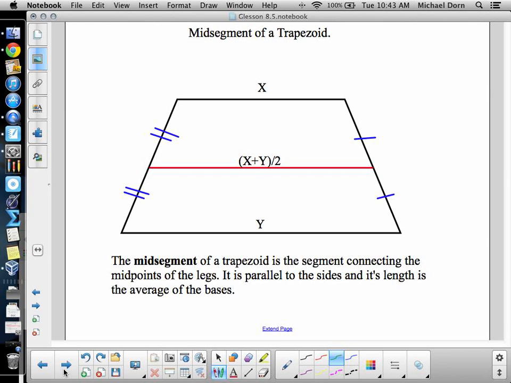The mid-segment of a trapezoid is the segment that connects the midpoints of the legs. The mid-segment is parallel to the sides, splits it in two. It's like the mid-segment of a triangle, of an isosceles triangle, or any triangle for that matter. And the length of the mid-segment is half the sum of the bases, or it's the average of the bases.